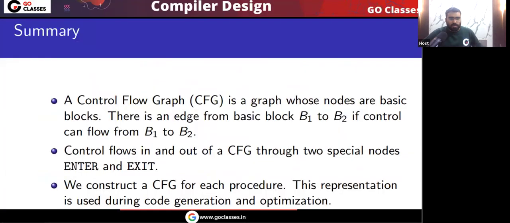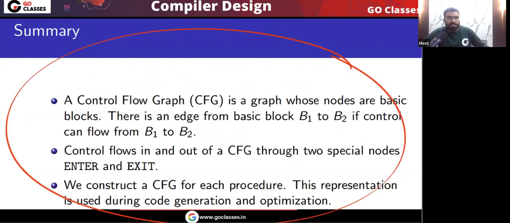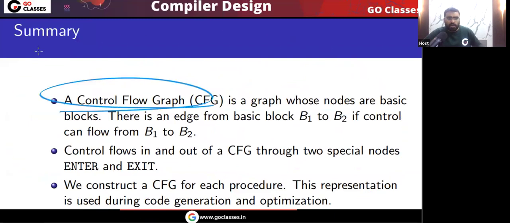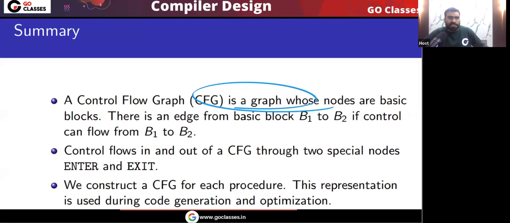Now let's move on. This is the chapter summary. We have seen everything. What is a control flow graph? This is a graph representation of the intermediate code. Remember, this is a graph whose nodes are the basic blocks. The edges will tell you the flow of control. Now, there is a special entry node and exit node.